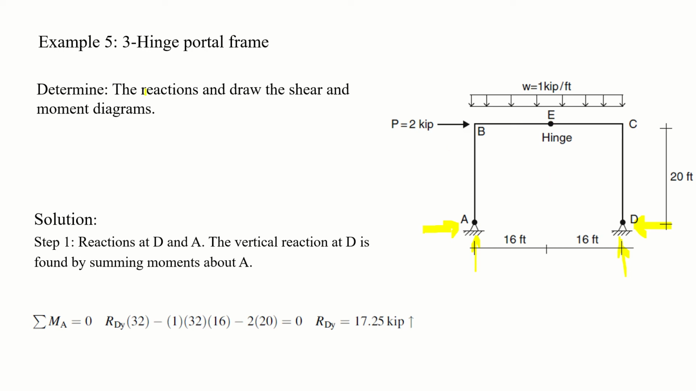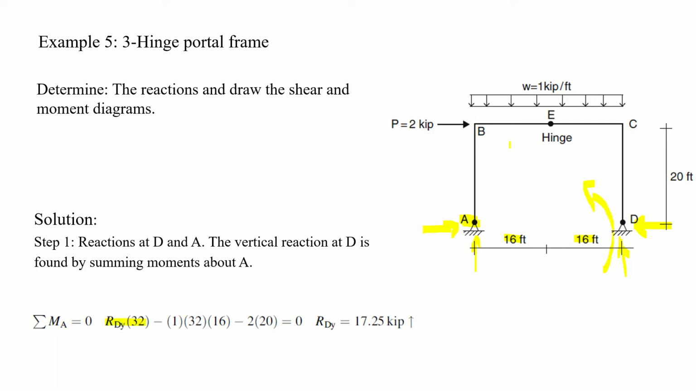What you have to determine is the reactions and shear and bending diagrams. So step number one is to find the reactions at D and A. Of course, the vertical reaction at D is found by summing moments about A equal to 0. So take summation of moment at this point equal to 0. This force and this force all pass through point A, so they will have zero impact. So you are only left with this RDY multiplied by the perpendicular distance, which is 16 plus 16. It is causing a counterclockwise bending moment, and we have taken it as positive.